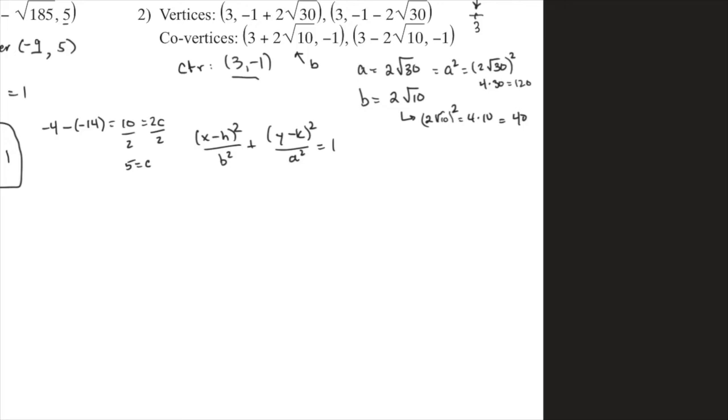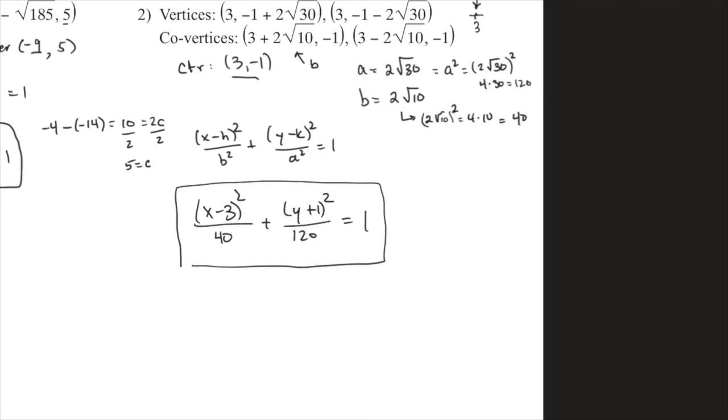Okay, so obviously we're just going to plug everything in and we'll be done. So it's going to be x minus 3 squared over the b squared, in this case 40, plus y minus negative 1 squared over a squared, in this case 120, equal to 1, and that's it. Okay, let's keep going.